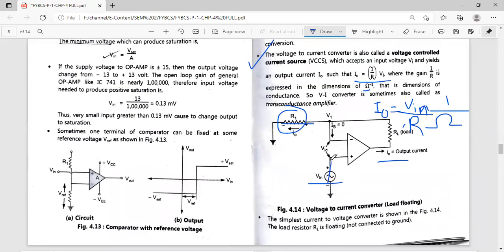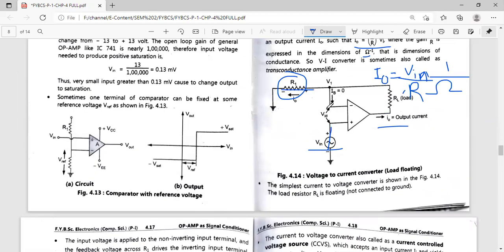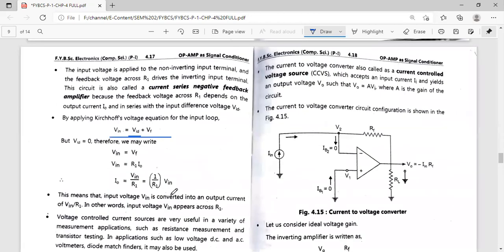See here, this is your V in, correct? Now that V in can be written as VD plus VF. What is VD? It is the input difference voltage. Whatever is the input voltage difference between two terminals, that is VID. And what is VF? VF is the feedback voltage, correct? So V in can be written as VID plus VF. Again I am repeating, VID is the input difference voltage plus VF is the feedback voltage.